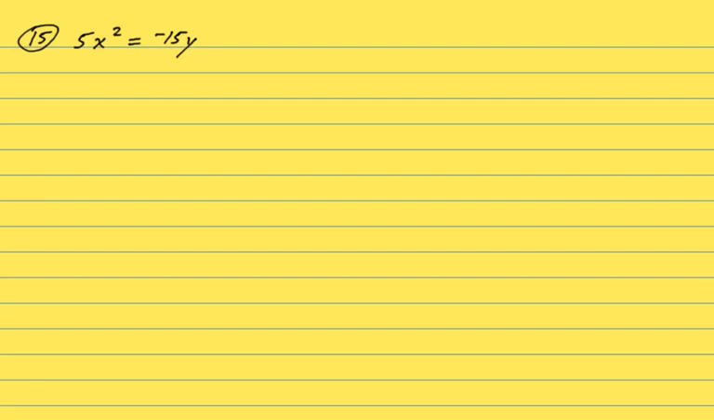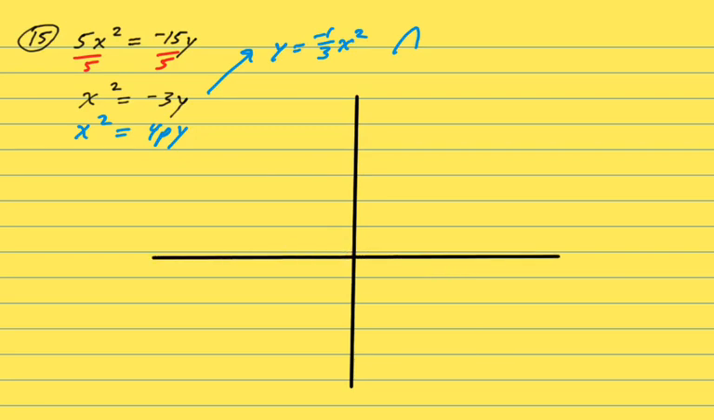Number 5, I think I have to do something to put it in standard form, like divide by 5. Now I have x squared equals -3y. My standard form is x squared equals 4py. If you were to solve this for y, you'd get a -x squared, which means that this opens downward. So when I graph this, I'm going to mark a few off in each direction. I'll probably make this one a little bigger.